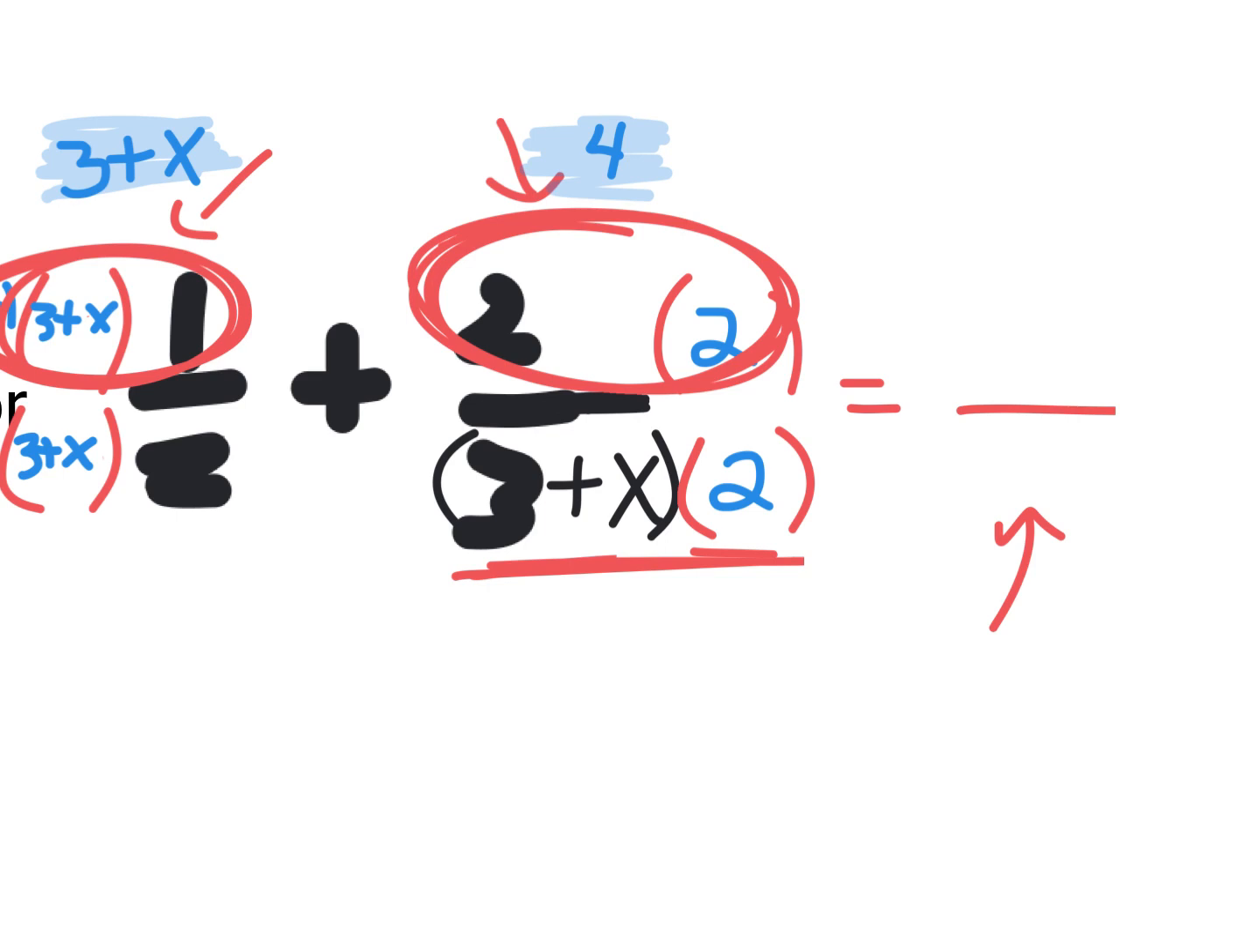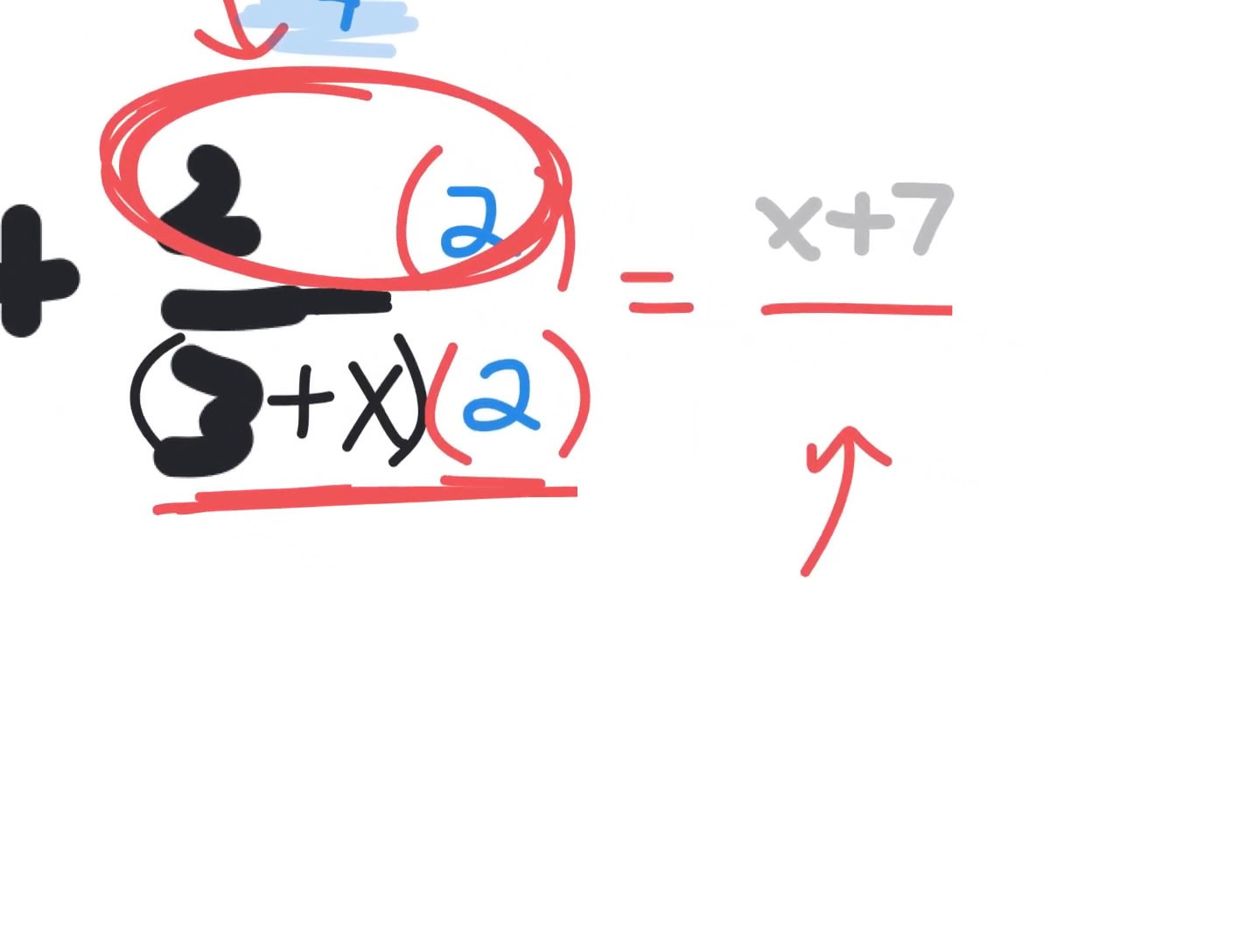How do you add 3 plus x and 4? Well, you just add the like terms. And the 4 and the 3 make 7. So did you have x plus 7? Raise your hand if you had x plus 7. Good. And on the bottom, you could multiply it out, but I also said you could just leave it alone.